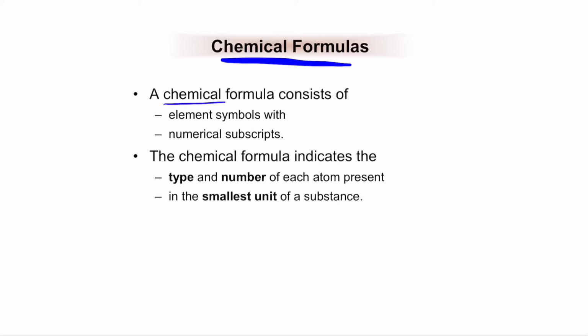A chemical formula generally consists of two things. One, it requires an elemental symbol and a numerical subscript. The chemical formula generally indicates the type and the number of each atom that is present inside that particular molecule or compound, and it's also represented in the smallest unit of a substance possible.